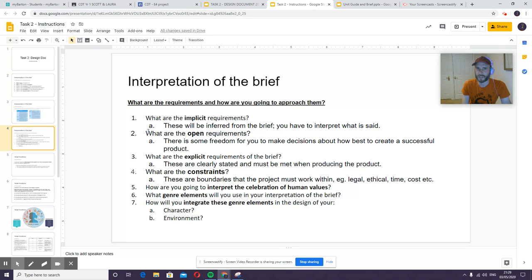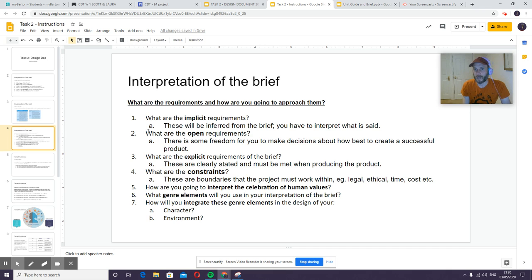So first of all, implicit requirements are things that have been implied in the brief. They've not been clearly stated. So having a look through the brief, what is it that's implied? For example, I think it says something about E4 being quite quirky. Now that's quite vague. What is that actually implying? What are we implying by it being quirky? Is there some kind of implication there, some kind of suggestion that's not clearly stated?